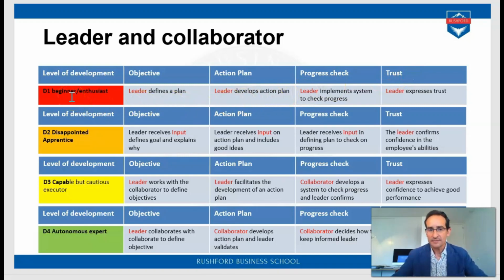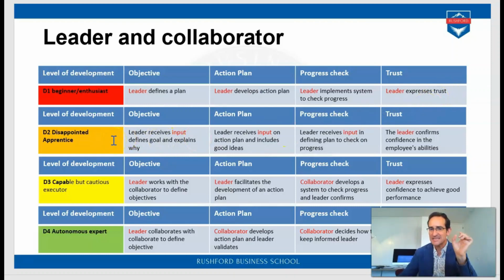In D1, which is this beginner enthusiast, the objective is set by the leader. The leader defines a plan. In the action plan, the leader develops the action plan. Progress check: the leader implements a system to check the progress. And trust: the leader expresses the trust. It's a leader-led type of approach. You have to direct this beginner.